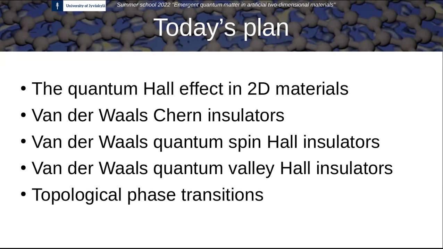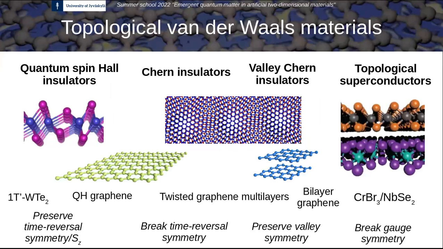Later on, we will go to quantum spin Hall insulators, in particular the phase that is realized in tungsten ditelluride, 1T prime tungsten ditelluride. Later on to van der Waals quantum valley Hall insulators that we already encountered in the previous session. And at the very end, we are going to discuss how we can see quantum phase transitions and what is the consequence in terms of the bulk excitations and edge excitations.